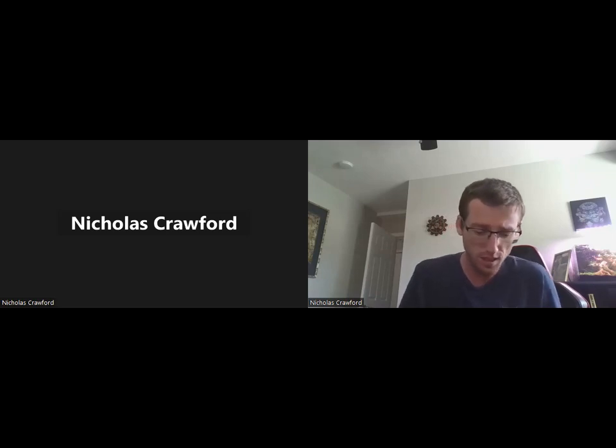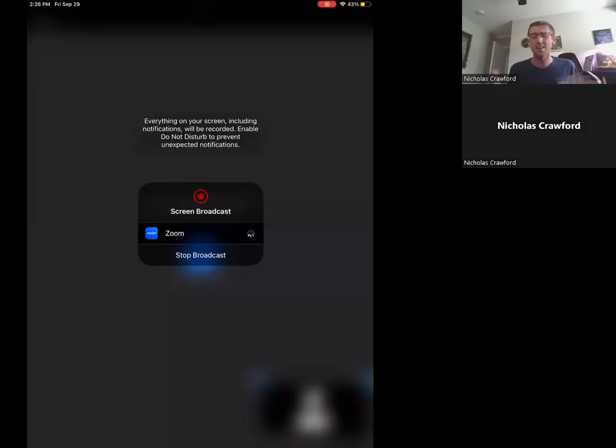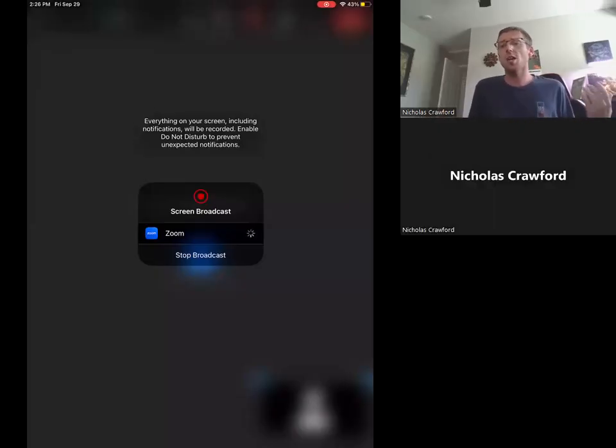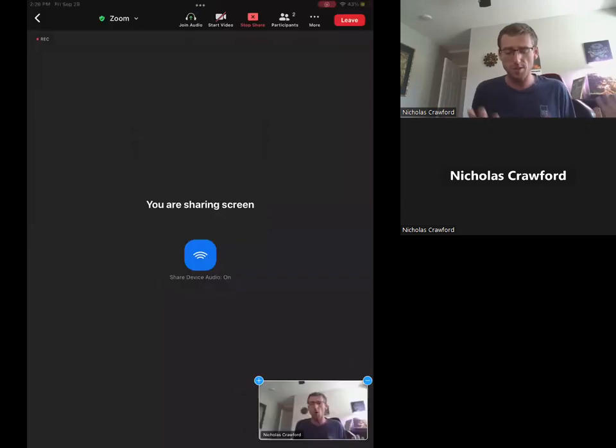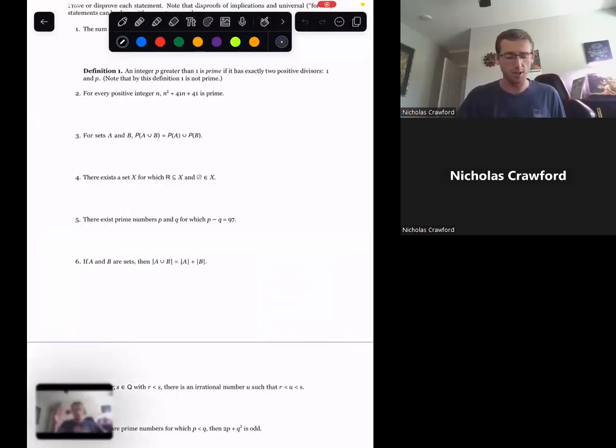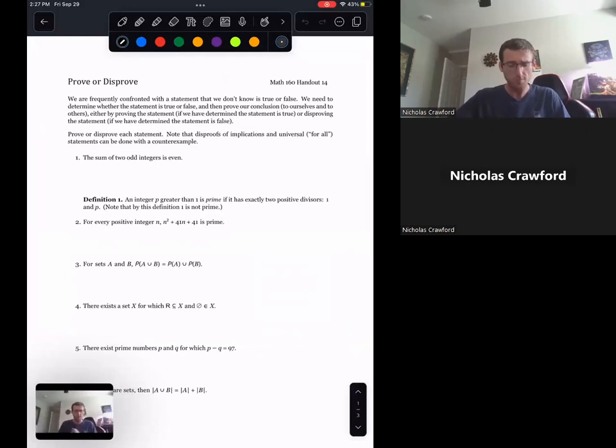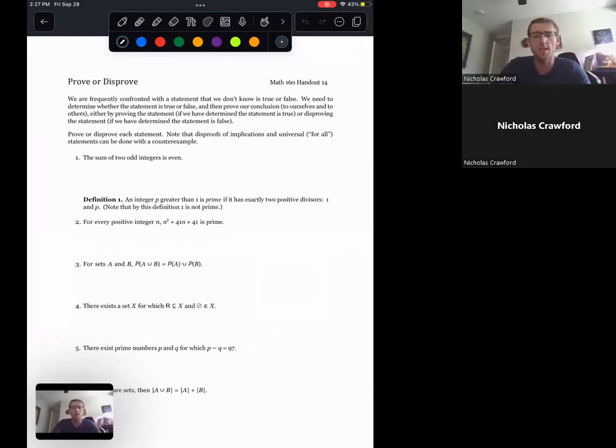So let me share my screen here. One good thing to try, like with there exist proofs, is to try very small examples to see how the proof would go. So let's try this first one. It says the sum of two odd numbers or integers is even. We want to figure out whether this is true or false.